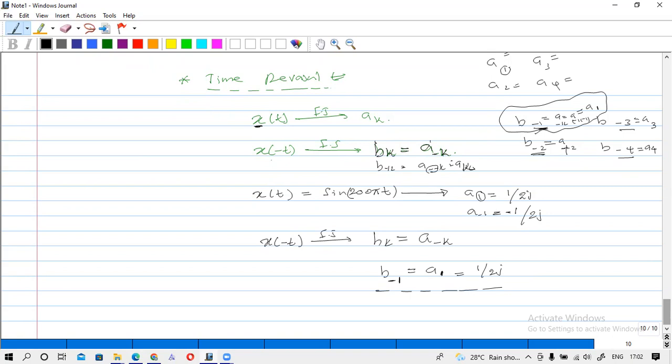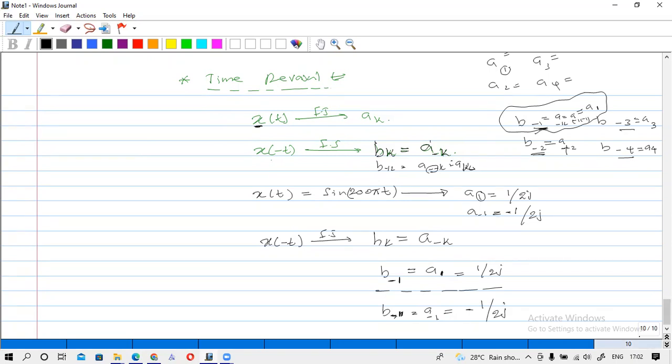And here you have a minus 1. That means you should have b1, because for b1, k is 1, so you have a minus k, which is a minus 1. So b1 is a minus 1. And what is a minus 1? It should be 1 by 2j.